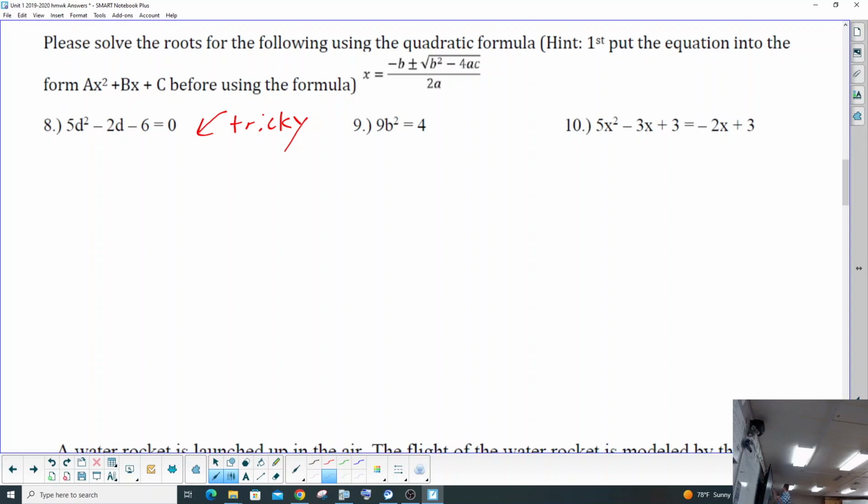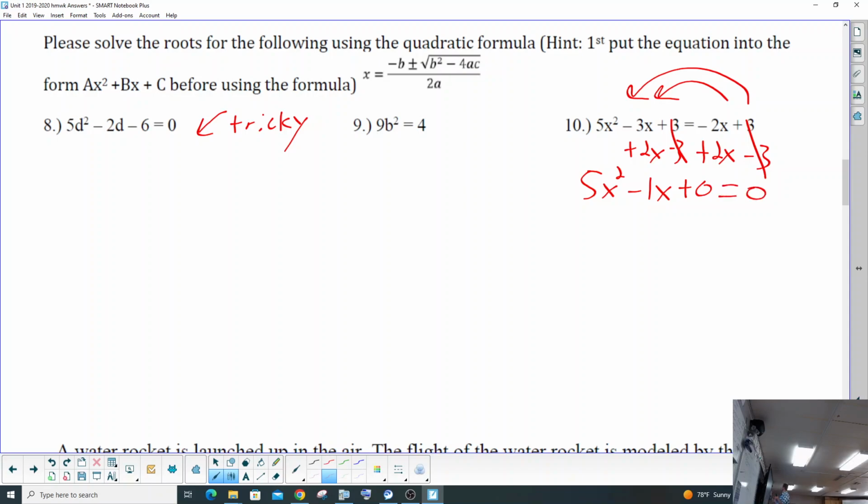Okay, so we're on to the quadratic formula. Here we go. So this one we're going to say tricky, but we do want you to try that one. And this one's not too bad to demonstrate. So I'm going to go ahead and get everything on the same side, right? So we're going to add 2x here, and then we're going to minus 3 over here. This is actually a weird one.